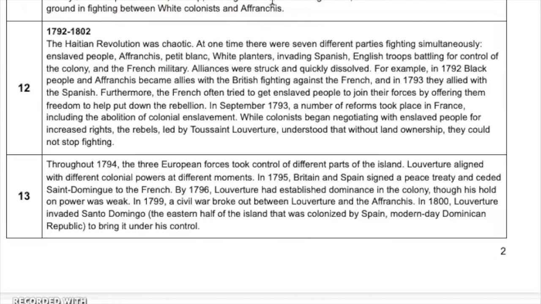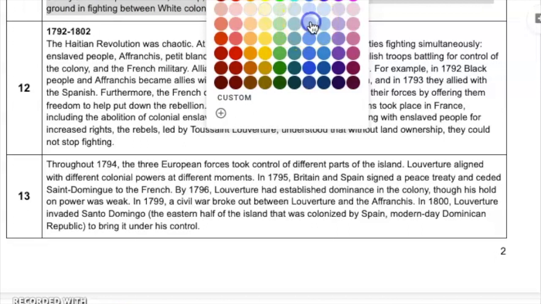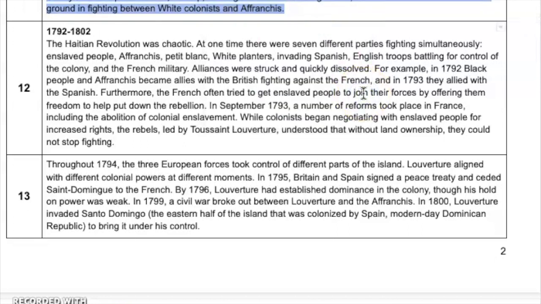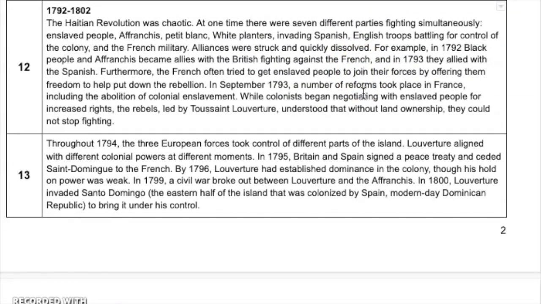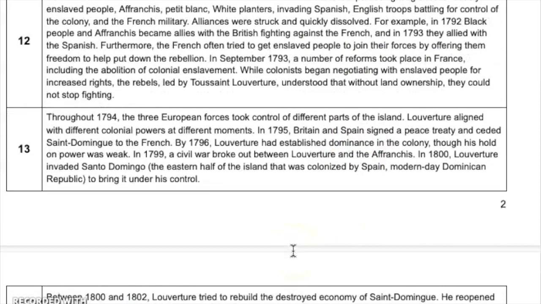That same month, enslaved people burned one of the colony's most important cities, Le Cap, to the ground. The following month, Port-au-Prince was burned to the ground in fighting between white colonists and Afranchis. So these are more events. Truly, I would put this as social because these are more ways that people are coming together to show their unhappiness through revolution.